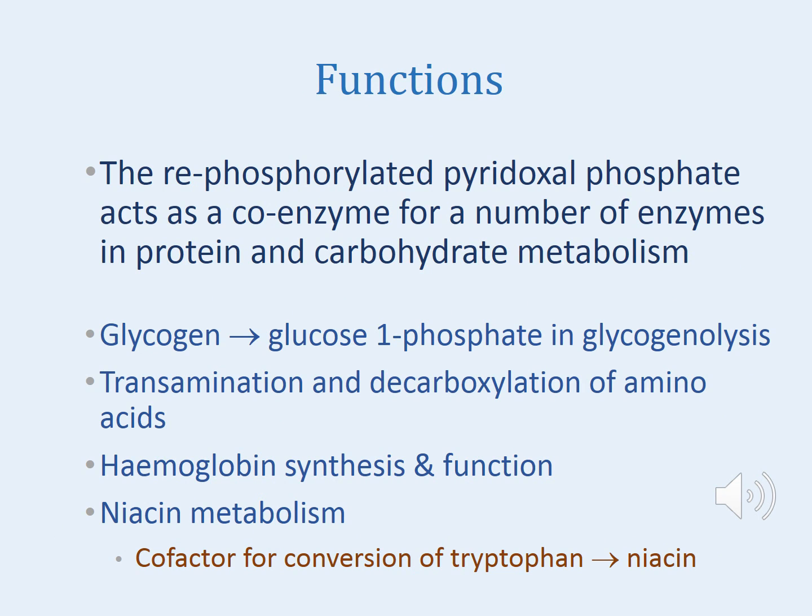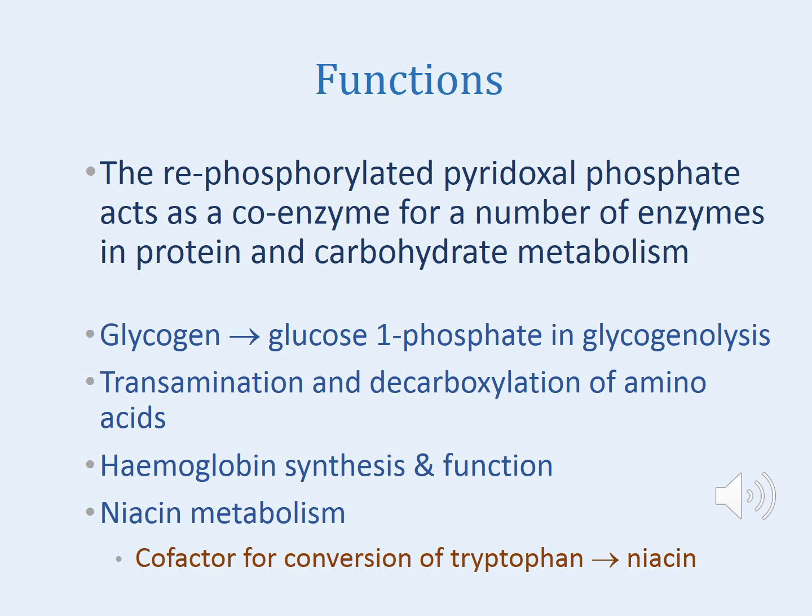Remember that I previously mentioned PLP acts as a coenzyme in over 100 chemical reactions in the body, including reactions in protein and carbohydrate metabolism. Examples include the conversion of glycogen to glucose-1-phosphate in glycogenolysis, i.e. the breakdown of glycogen stores in the muscle and liver tissue to create glucose for energy.